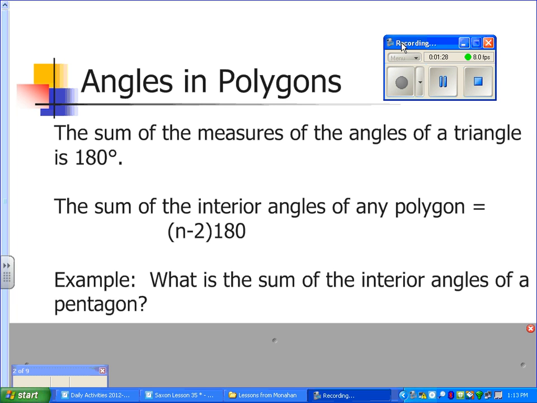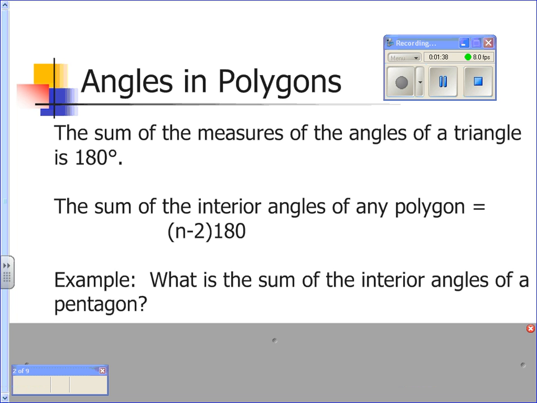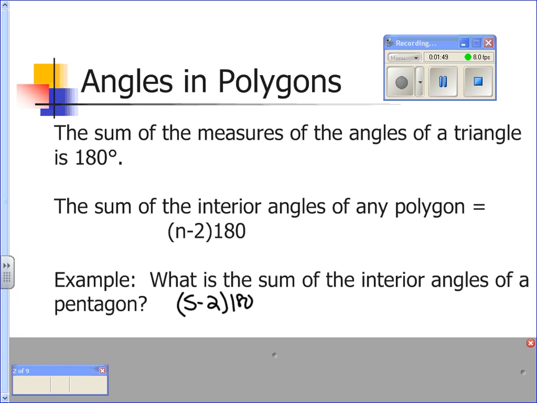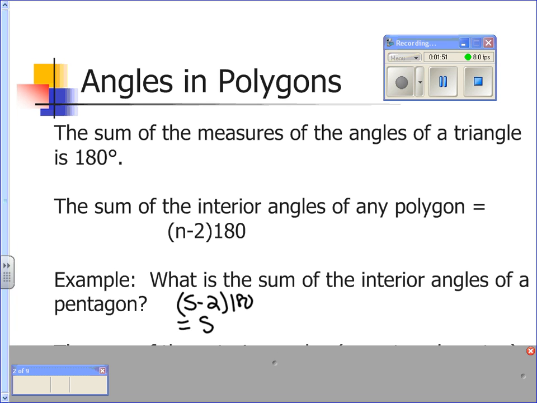So we want to find the sum of the interior angles of a pentagon. So 5 sides. Yep. So we're looking at 5 minus 2 times 180. You'll see how that works? And so we're really looking at 3 times 180, which equals 540 degrees.